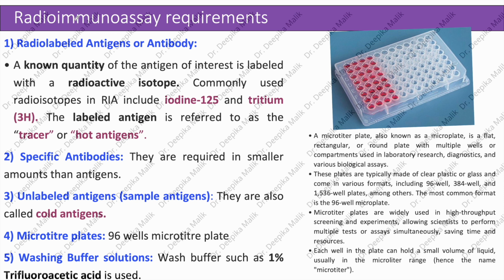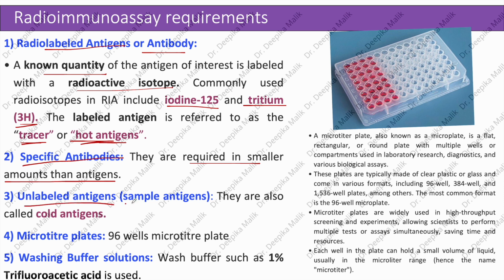Requirements: radio-labeled antigens or antibody. A known quantity of the antigen of interest is labeled with a radioactive isotope. Commonly used radioisotopes in radioimmunoassay include iodine-125 and tritium. The labeled antigen is referred to as tracer or hot antigens here. Second is specific antibodies. They are required in smaller amounts than antigens. Third requirement are the unlabeled antigens, also known as sample antigens. They are also called cold antigens because they are unlabeled.